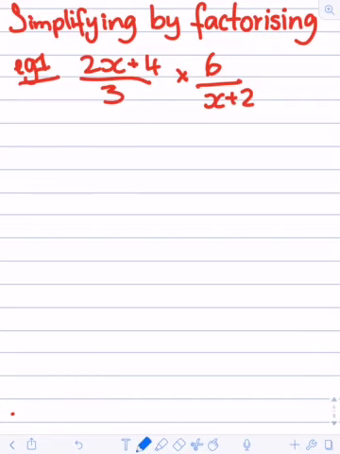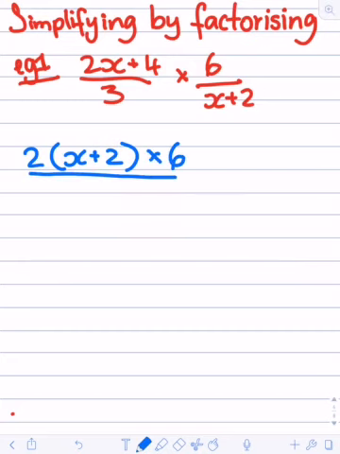Looking at the top, 2x plus 4, I know I can factorise that by highest common factor. The highest common factor of 2 and 4 is 2. I'm left with x plus 2, times 6 all over 3 times x plus 2. Remember, we times the top together and we times the bottom together. Because I factorised the top, I times it by the top.